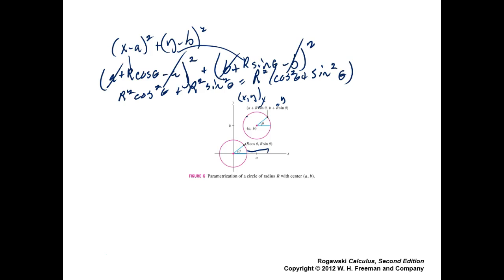Suppose we have a parameterization, c of t is equal to x of t, y of t, where x of t is an even function and y of t is an odd function. Okay.